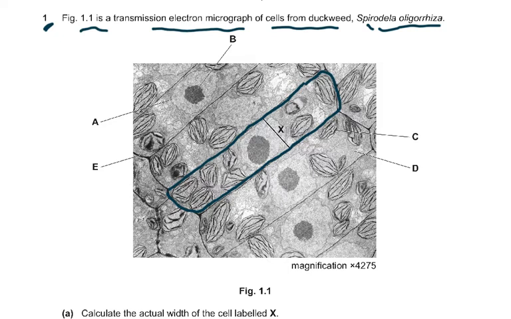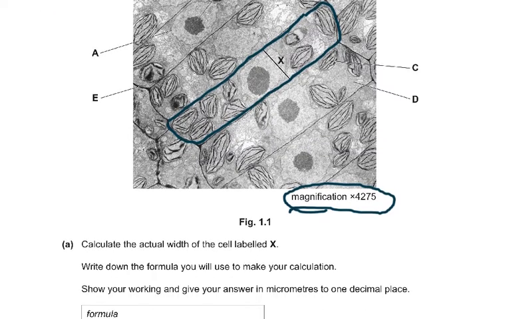So you can say transmission duckweed, so some sort of a plant, and then you can see the magnification is 4275. So look at it carefully, understand the question, and then proceed as it is. Calculate the actual width of the cell labeled X. So this width we have to measure, this part. We're going to measure this part, and this is say 1.6 centimeter.